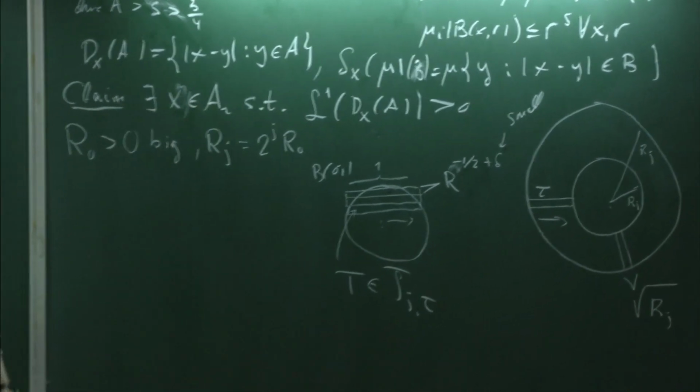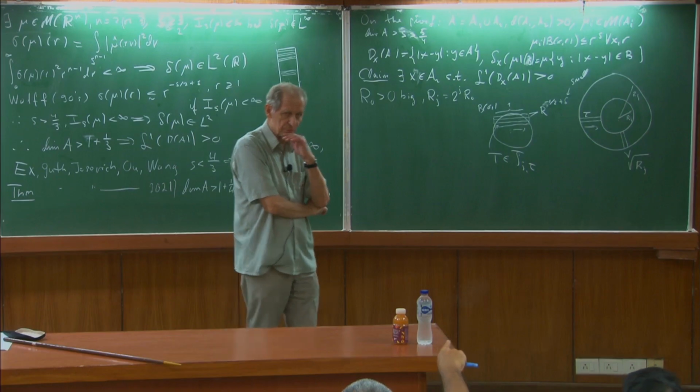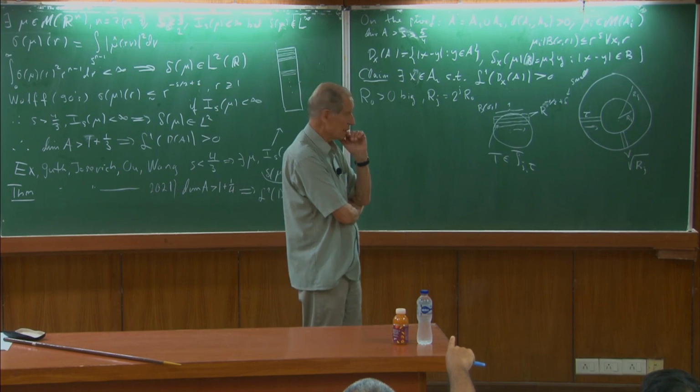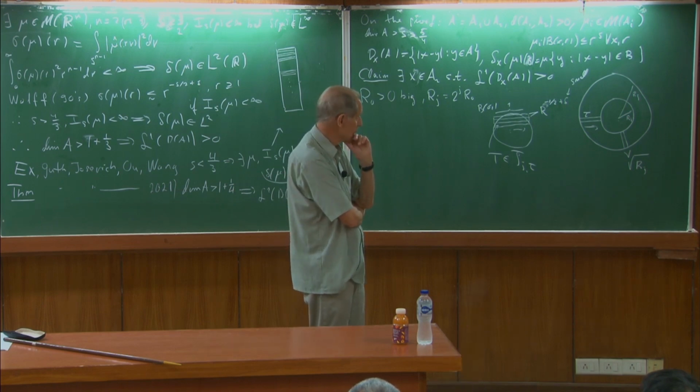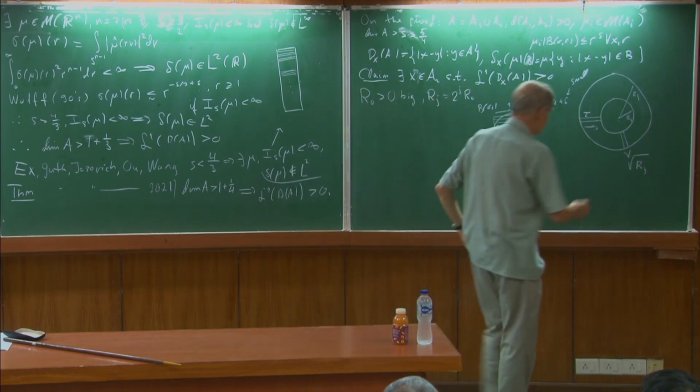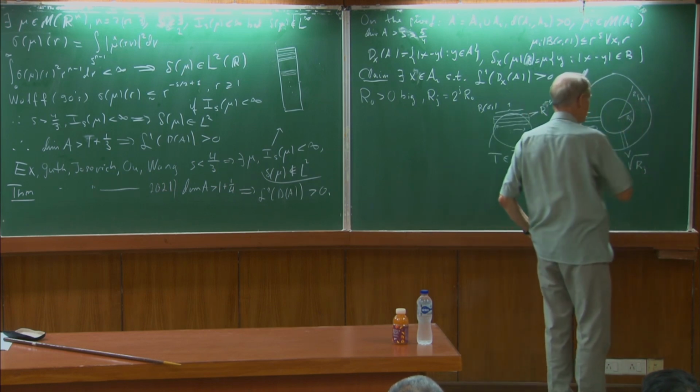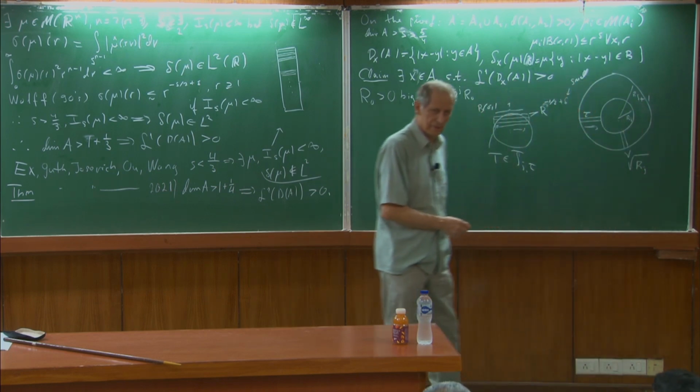And now, the bigger one is Rj, right? The radius. Yes, I'm sorry. The bigger one is Rj plus 1.